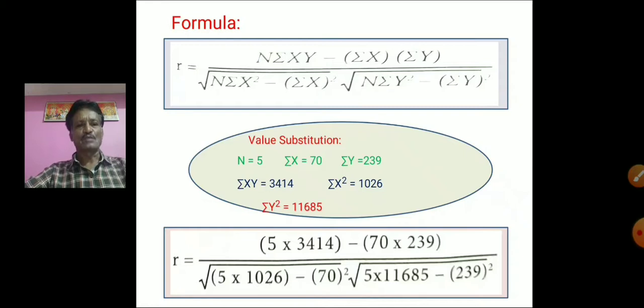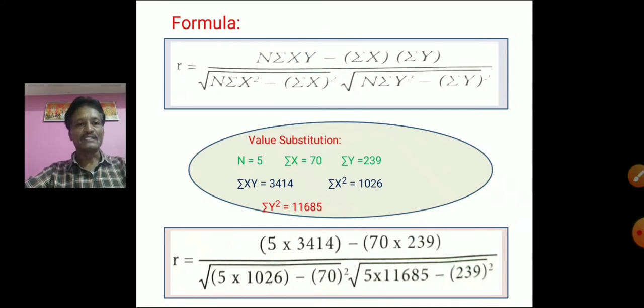So now we have to substitute the values. Already I have explained n equal to 5. Instead of n you substitute 5. Sigma xy equal to 3414. So 5 into 3414. Then you put minus symbol. Here sigma x equal to 70 and sigma y equal to 239. So here in between sigma x and sigma y we are having multiplication sign. So you put 70 into 239, the whole divided by under root of, again n equal to 5.